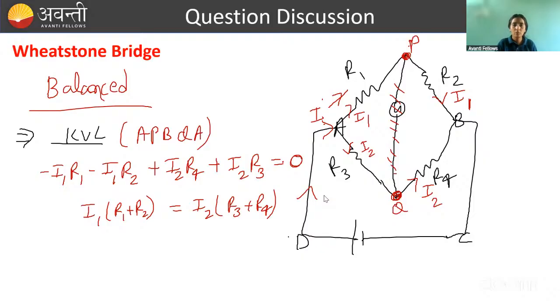ठीक है. So if I calculate current, this R1 and R2 are in series. This R3 and R4 are in what? Series. ठीक है. So R equivalent क्या है? R1 plus R2 in series is in parallel with R3 plus R4. It is like this. ठीक है.